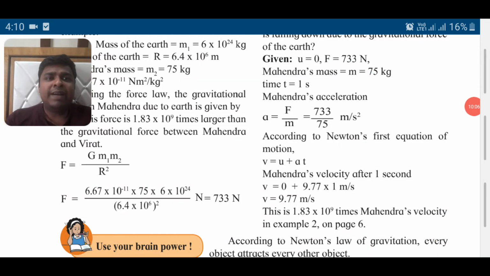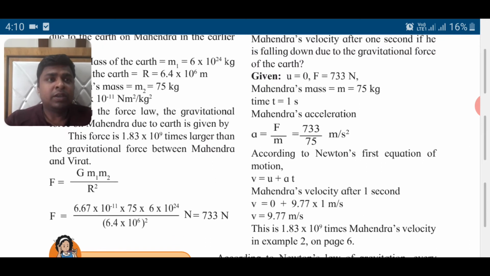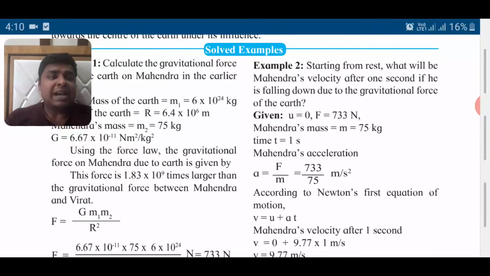So we put the values, we got the answer 733 Newton. It is very large as compared to the answer we got between Virat and Mahindra. So another example here: starting from rest, what will be Mahindra's velocity after 1 second if he is falling towards the Earth due to the Earth's gravitational force?